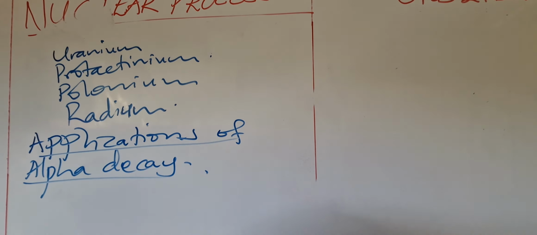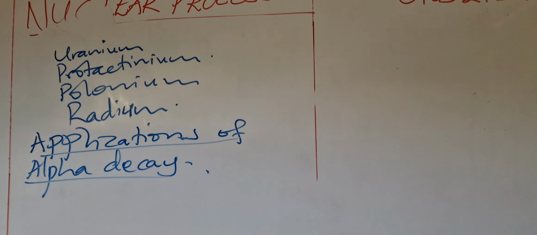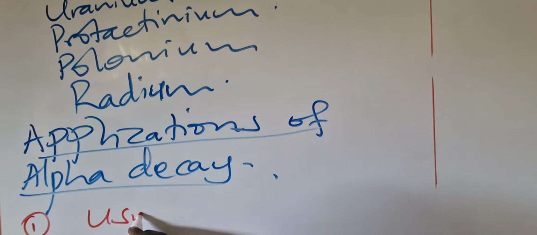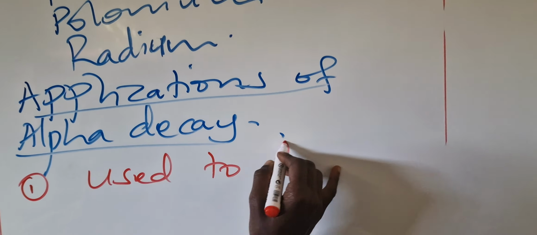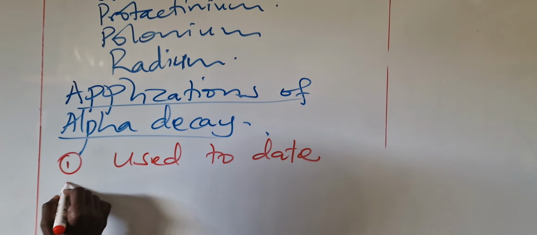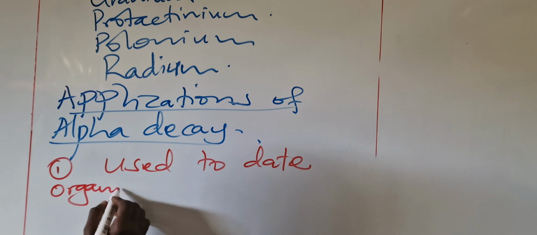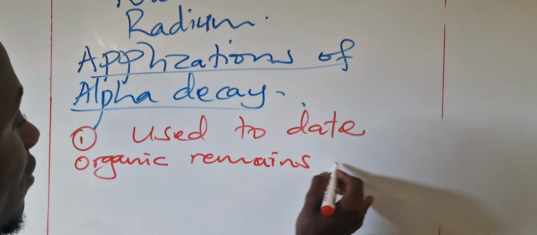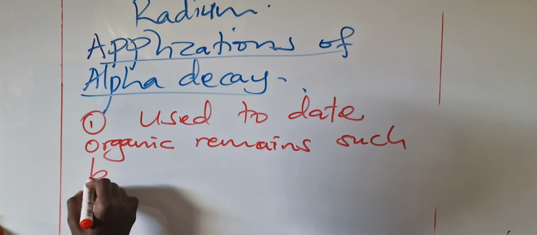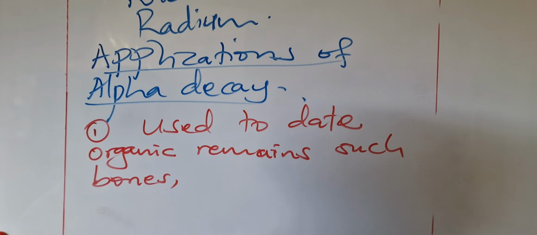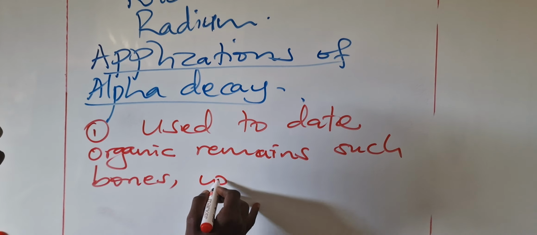Some of the applications of the alpha decay. Like we said, it is used in dating organic remains, such as bones, the wood.